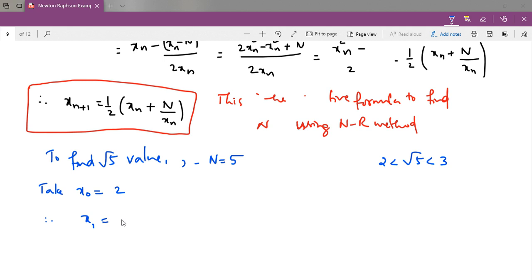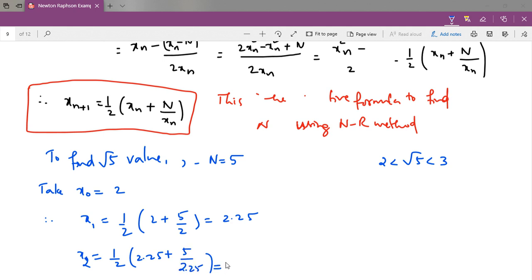Okay. So x1 is equal to 1 by 2 into, what is the formula? 1 by 2 into x naught. X naught is 2 plus n is 5 divided by 2. So this gives 2.25. So x1, that is 1 by 2 into 2.25, this is x2, sorry. So 5 divided by 2.25. So this gives you 2.23.